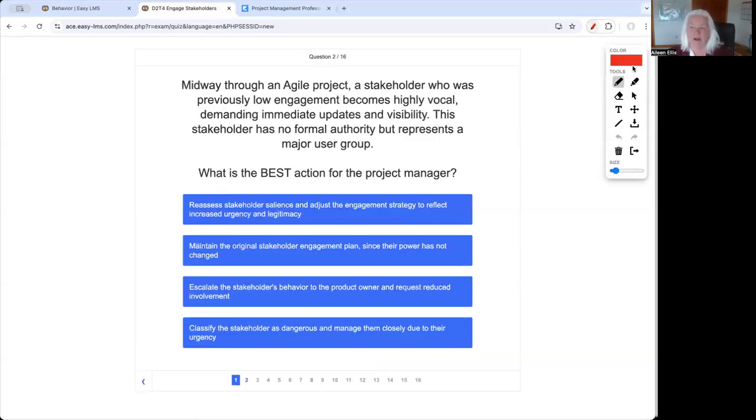Here we have a second question. Pause the video, identify the keywords, select the best answer. Midway through an Agile project, a stakeholder who was previously low engagement becomes highly vocal, demanding immediate updates and visibility. This stakeholder has no formal authority, but represents a major user group. What's the best action? Pause the video and answer the question.